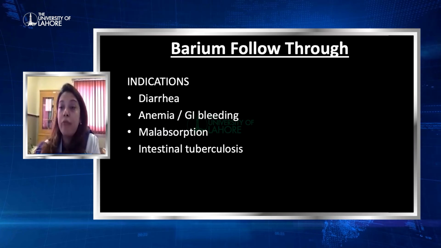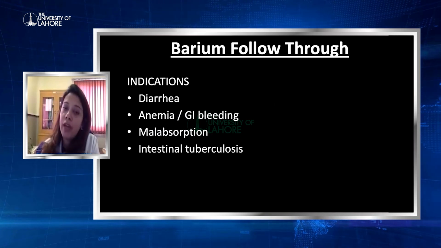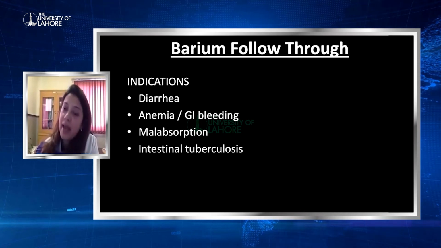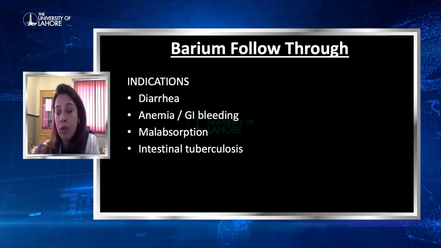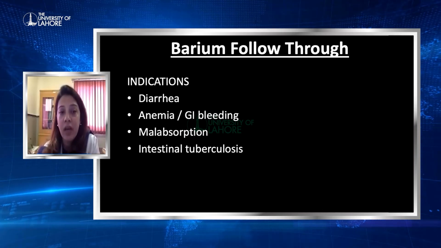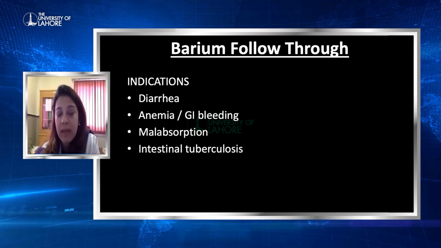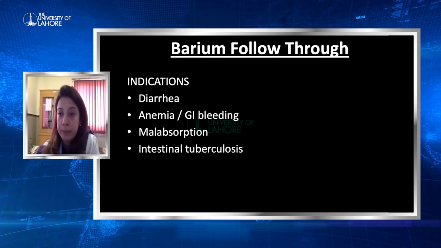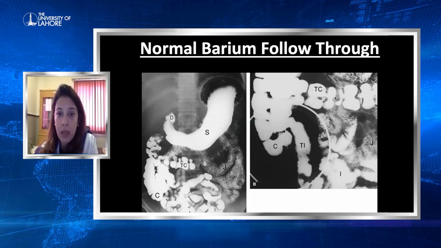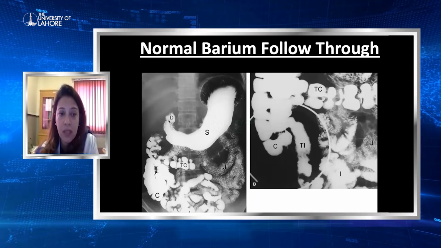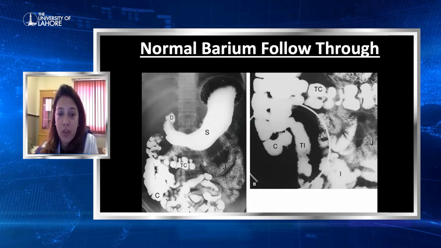So coming to the barium follow through. In follow through, we are looking at the small intestine from the duodenum to the jejunum, ileum, and the ileocecal region. We have to take the examination till the ileocecal junction. What are the indications? Diarrhea, anemia, GI bleeding, malabsorption, and intestinal tuberculosis, which is very common in our country. So this is how a very beautifully done barium follow through looks. The stomach, you see, this is the duodenum. This feathery appearance is all jejunum.